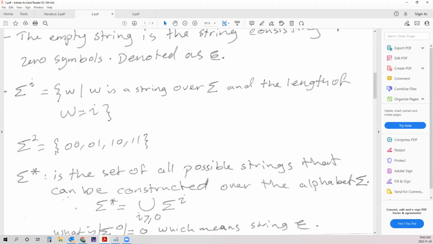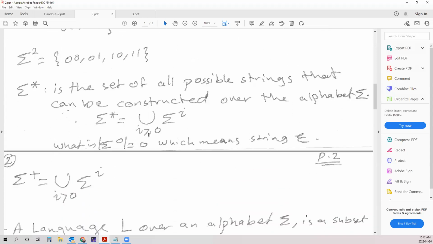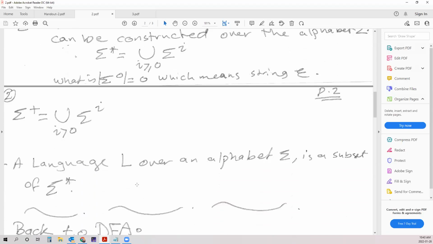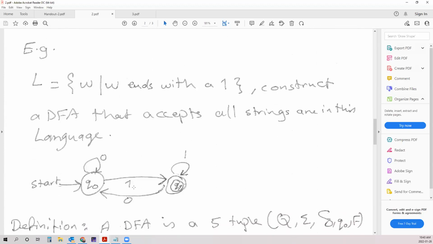Kleene star or sigma star is the set of all possible strings that can be constructed over the alphabet sigma, which is equal to the union of all the string lengths starting from 0 and more. Sigma 0 equals the empty string epsilon. So a language L over an alphabet sigma is a subset of Kleene star or sigma star. Back to DFA.